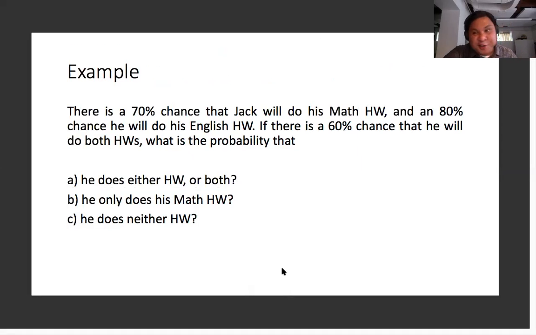So here we have a particular example. In this example, there is a 70% chance that Jack will do his math homework and an 80% chance he will do his English homework. If there is a 60% chance that he will do both homeworks, what is the probability that A, he does either homework or both? Letter B, he only does his math homework. And letter C, he does neither homework.